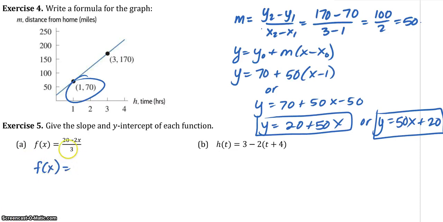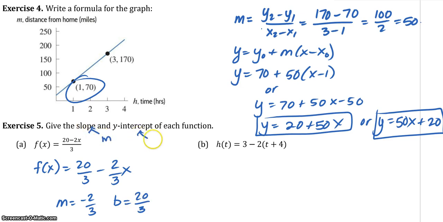So what I would do here is I would break this up. I would separate that using the distributive property, 1/3 into both. So it would be 20 over 3 minus, because there's imaginary parentheses there. So I could say that the slope is the coefficient in front of the x, and the y-intercept is the constant. So again, the slope is the m, the y-intercept is the b.